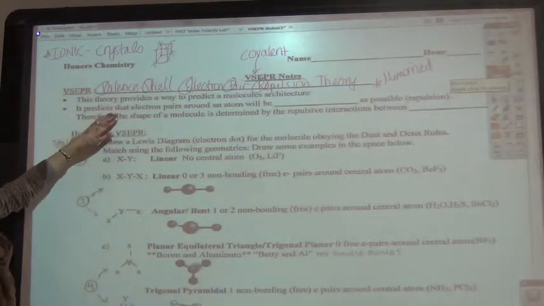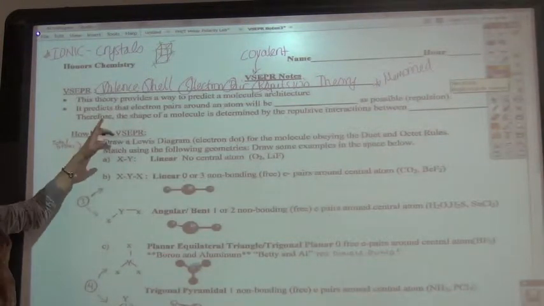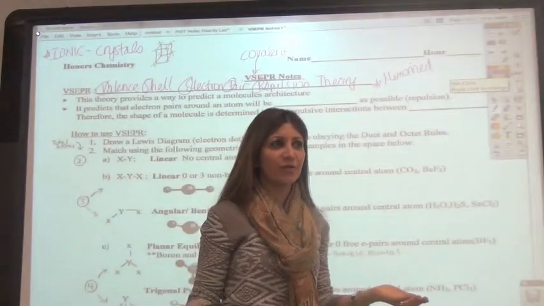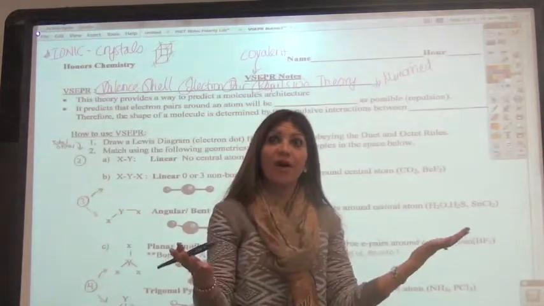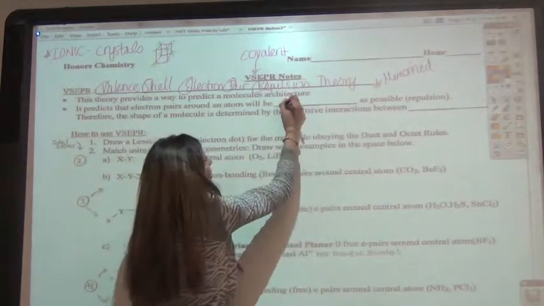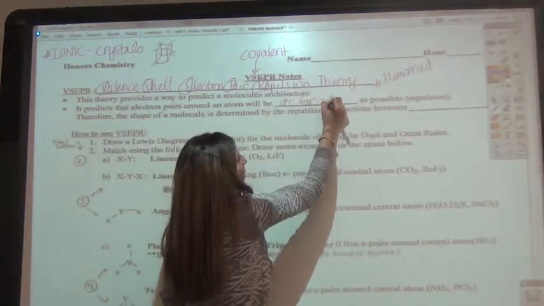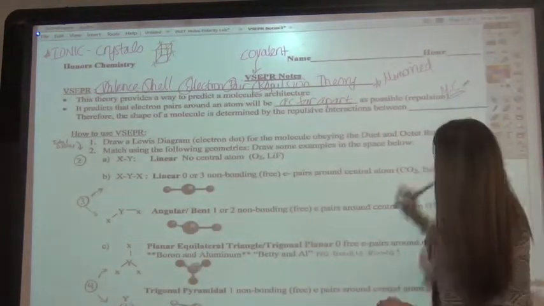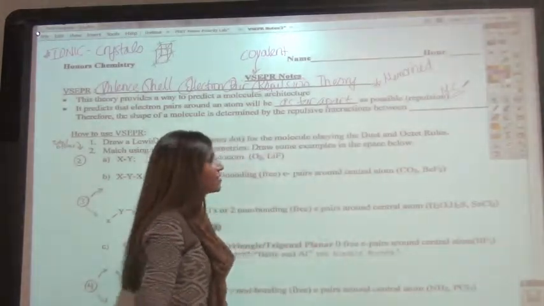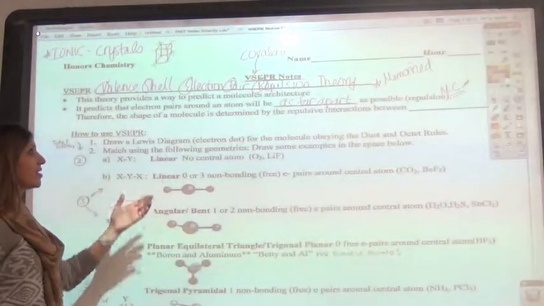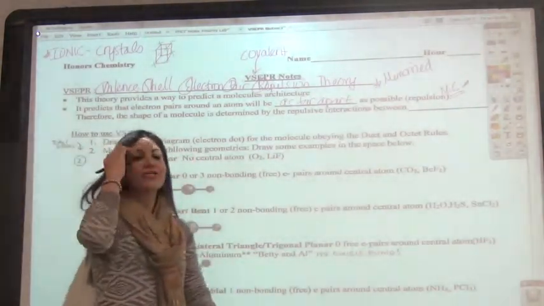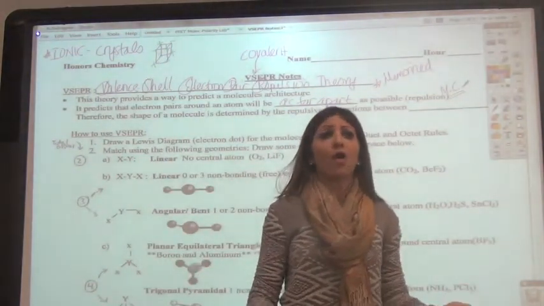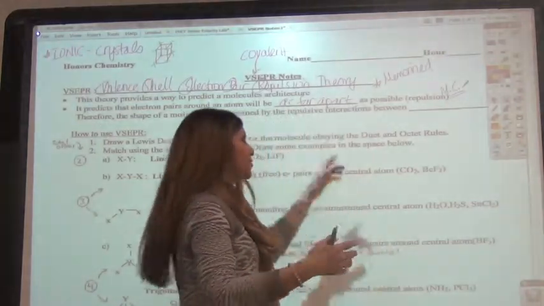So this Vesper model predicts the way that electron pairs around an atom will be what as possible? Well, if they're repelling each other, then are they going to be really close or really far? Really far. So these are as far apart as possible. And I want you to know this for a multiple choice question on your test. And the question may ask you something along the lines of, which of the following correctly describes the Vesper model, okay? Or is an idea of the Vesper model.